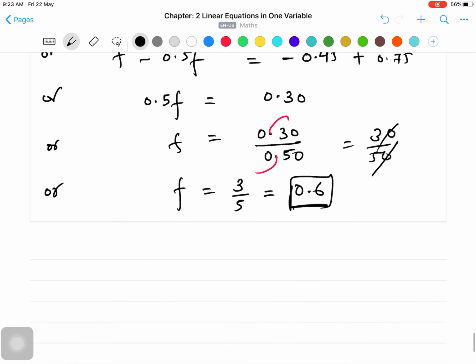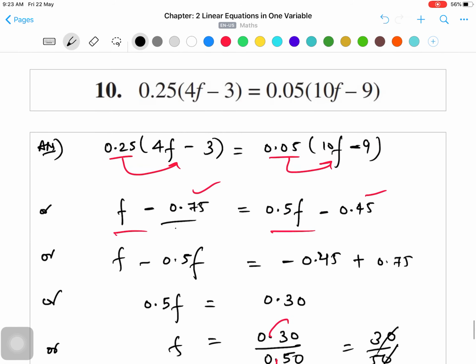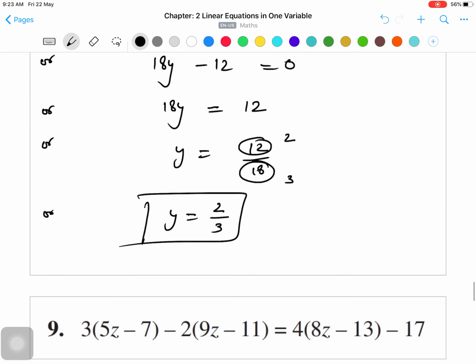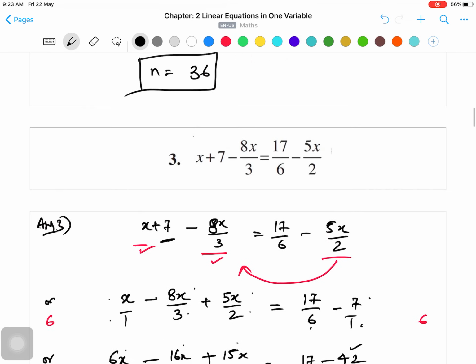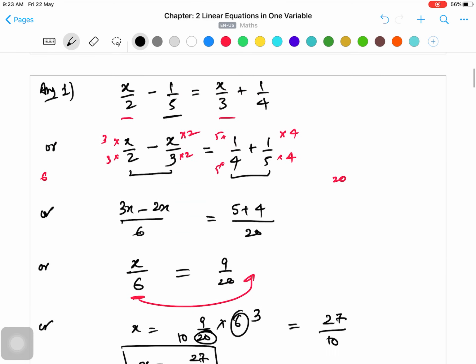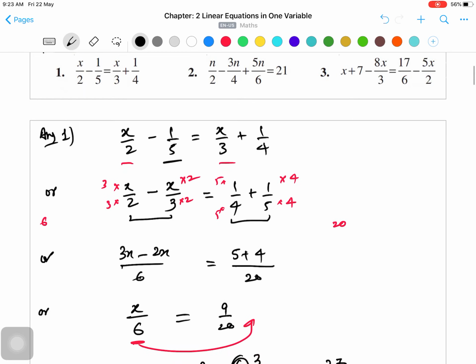So we have covered all the questions of this exercise. Now your task is to revise all the questions multiple times so that you will be fluent in solving all of them. Okay, that's all for today's class.